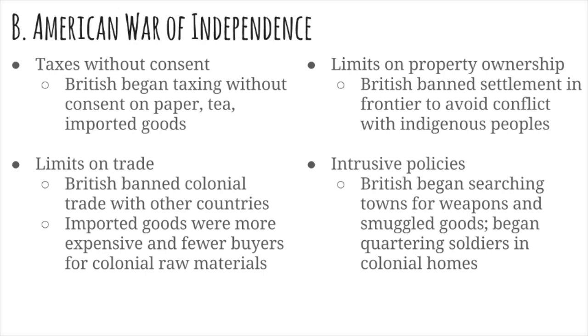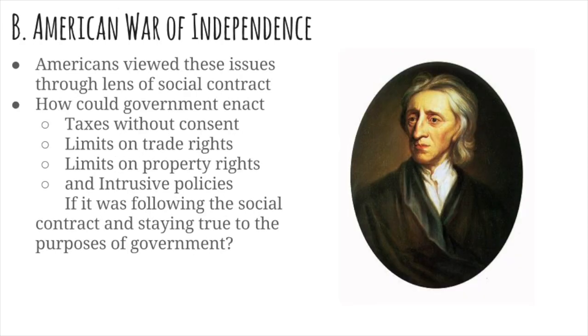The British also were limiting colonial trade with other countries, which made goods relatively expensive, and there were limits on property ownership, particularly in the frontier, which made it difficult for Americans to move and obtain property. They felt like their rights to property were being violated. And then finally, there were some British intrusive policies in terms of searching for smuggled goods, and searching for smuggled weapons. Particularly in the 1770s, British soldiers began to be quartered in homes. And again, this feels like it violates the social contract.